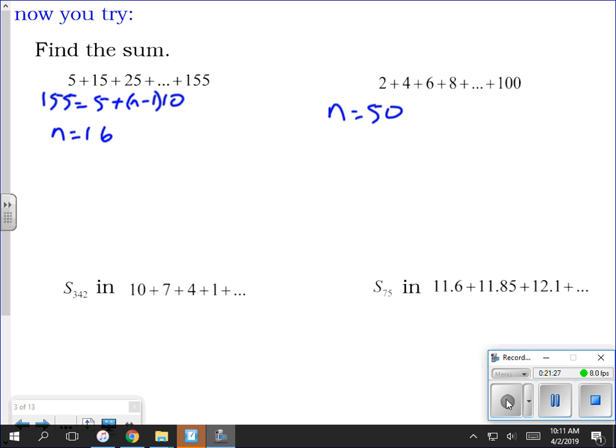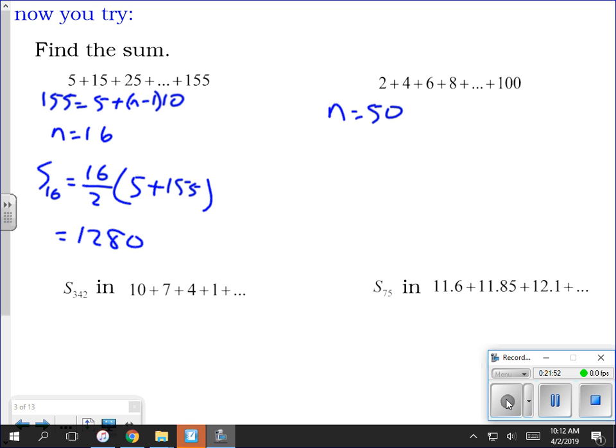55 equals 5 plus n minus 1 times 10. The difference is 10. You solve it, you get n is 16. So the sum of the first 16 terms is 16 divided by 2 times 5 plus 155, so 160 times 8, and you get 1280.